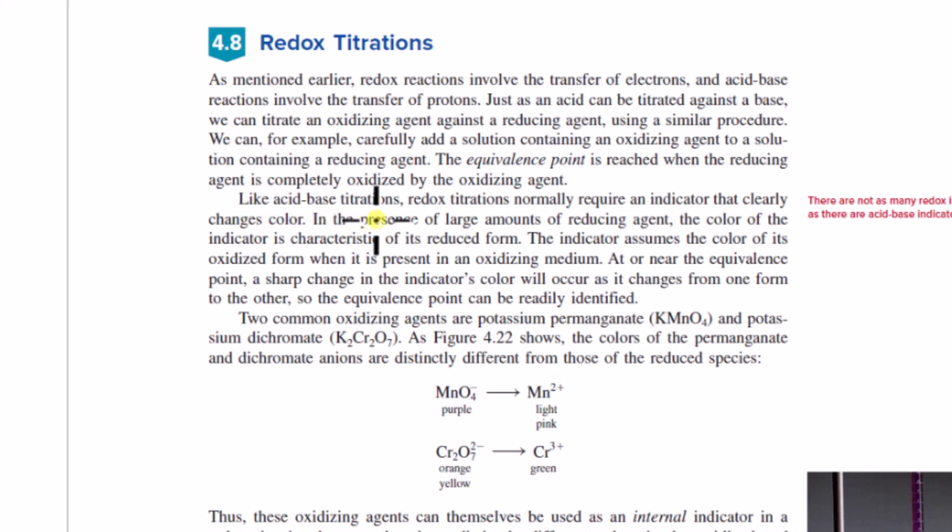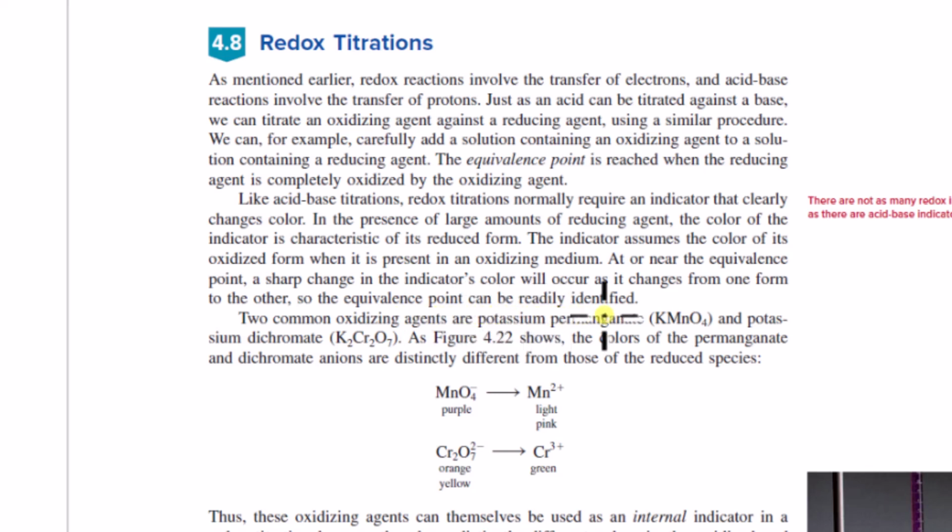Like acid-base titrations, redox titrations normally require an indicator that clearly changes color. In the presence of large amounts of reducing agent, the color of the indicator is characteristic of its reduced form. The indicator assumes the color of its oxidized form when it is present in an oxidizing medium. At or near the equivalence point, a sharp change in the indicator's color will occur as it changes from one form to the other, so the equivalence point can be readily identified.